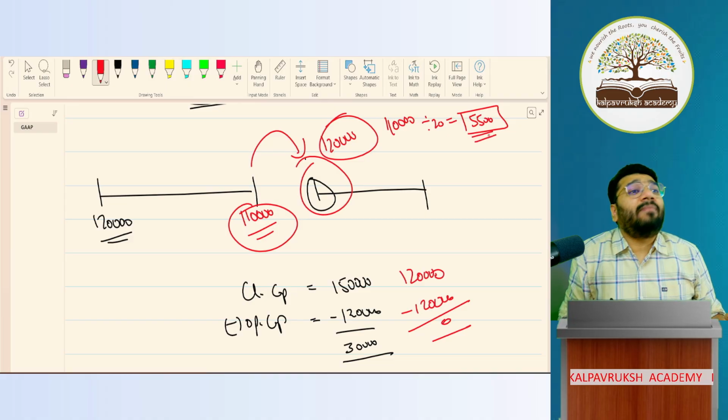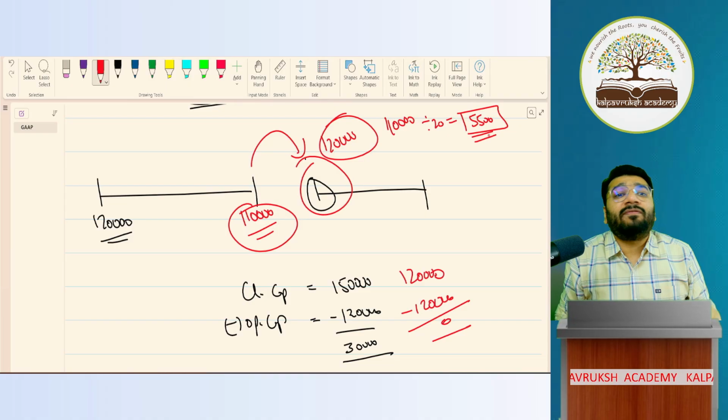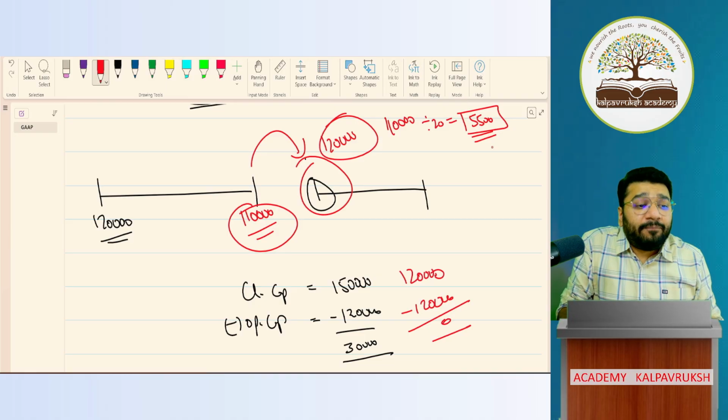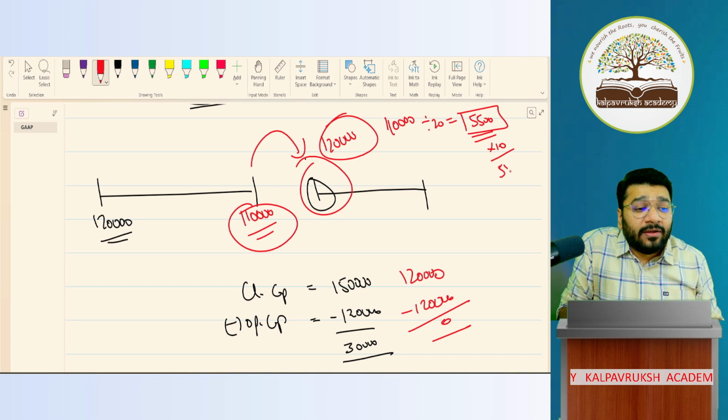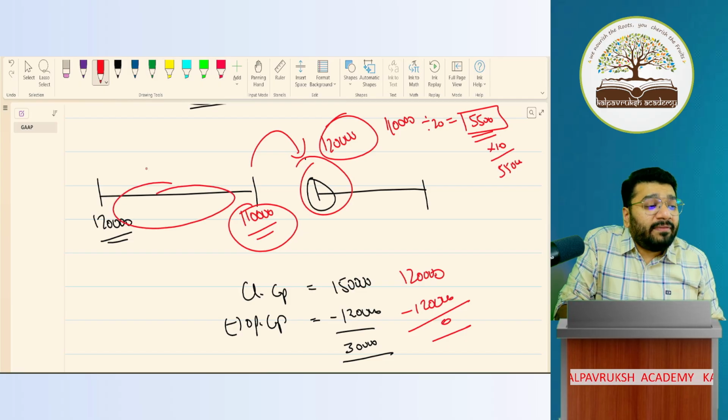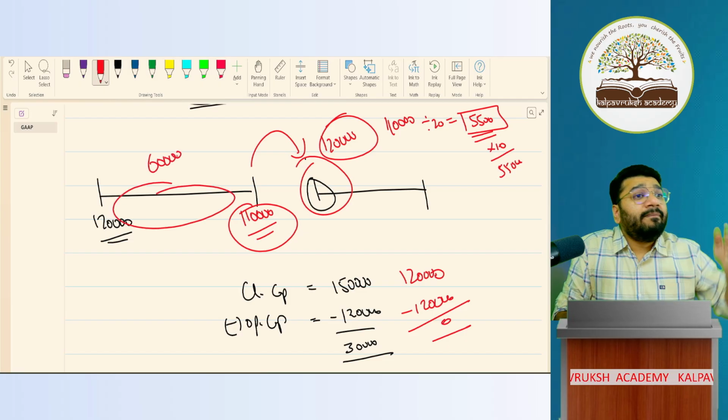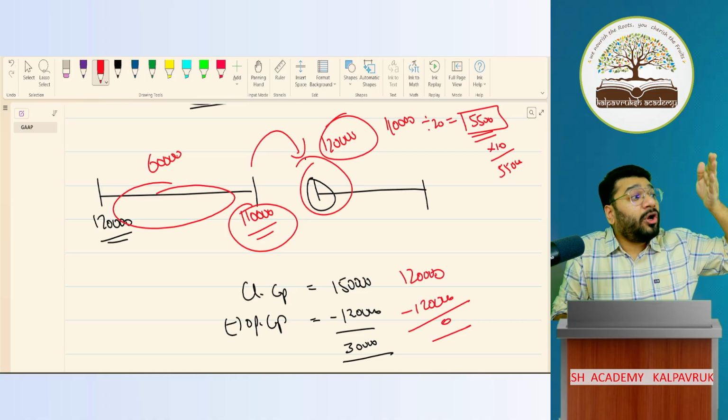5,500 chocolates only I can buy. If I can buy only 5,500 chocolates, how much can I sell? 5,500 chocolates only. If profit is still 10 rupees per chocolate, what is the profit for the entire year? 55,000. So in the previous year you earned 60,000 profit.